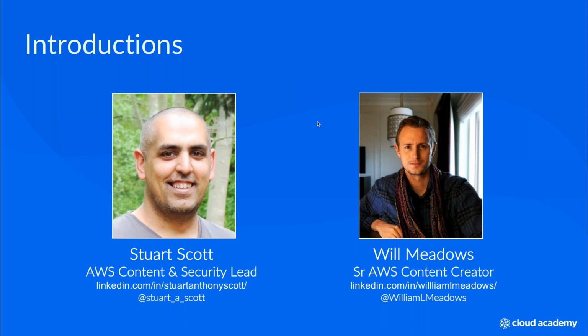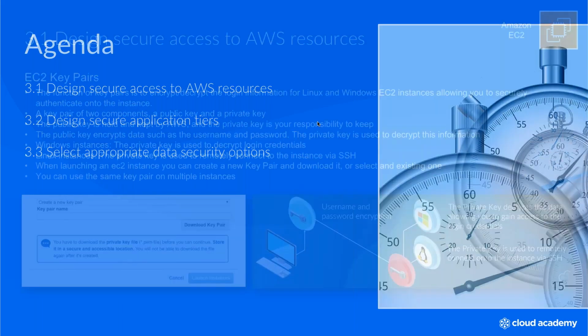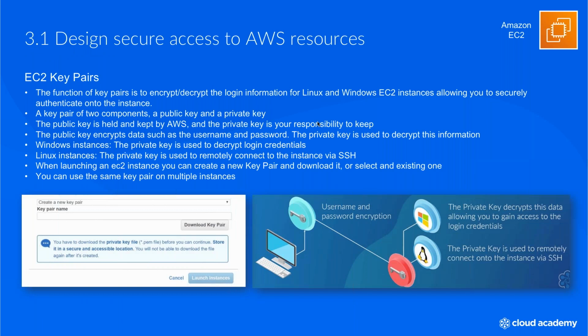So let's take a look through the agenda for today. There are 3 subdomains of Domain 3, these being design secure access to AWS resources, design secure application tiers, and select appropriate data security options. So like I say, we've got quite a bit to get through, so let's get straight into it, starting with subdomain 3.1.